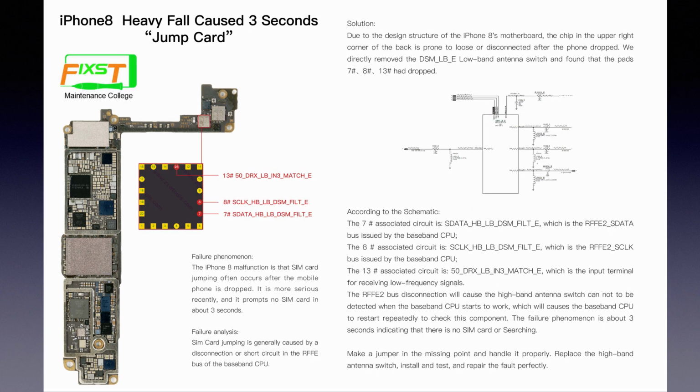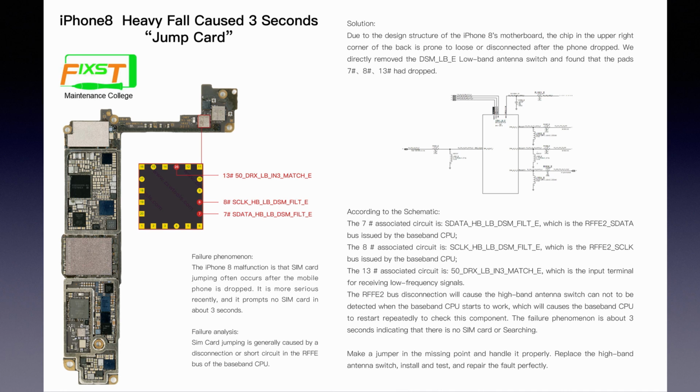This is the iPhone 8 heavy fall case, and the 3-second jump card is the same. After the last case, we know that SIM card jumping is generally caused by the disconnection or short circuit in the RFFE bus of the baseband CPU. And we also know that this problem is very easily caused at the upper right corner of the motherboard because of the design of the iPhone 8 motherboard.